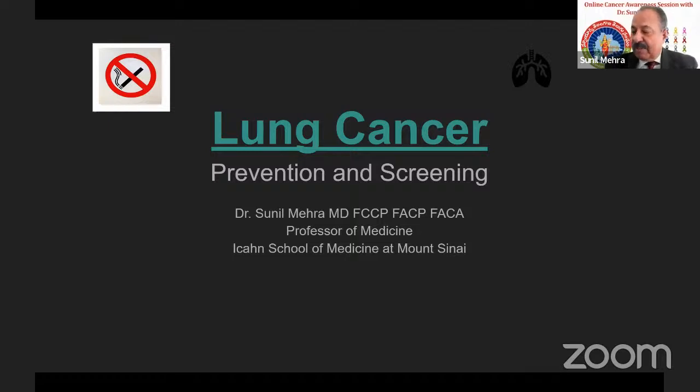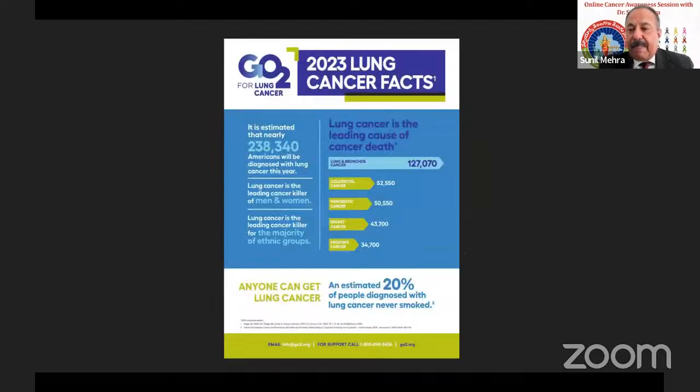Next slide, Sharad. So look at this, the magic. Lung cancer is killing more patients than the next 3 common cancers combined: colorectal killing 52,000, pancreatic 50,000, breast 43,000, and prostate about 34,000.